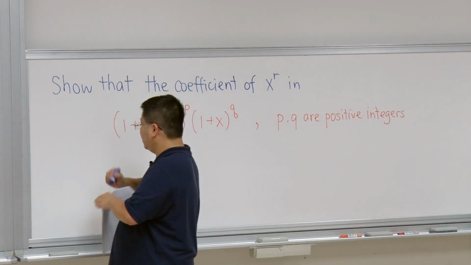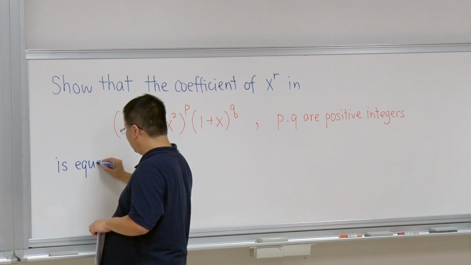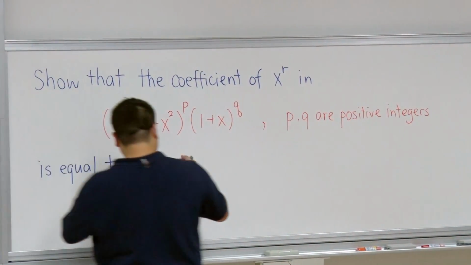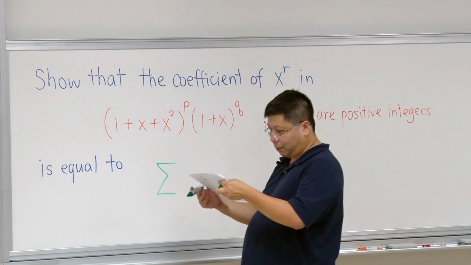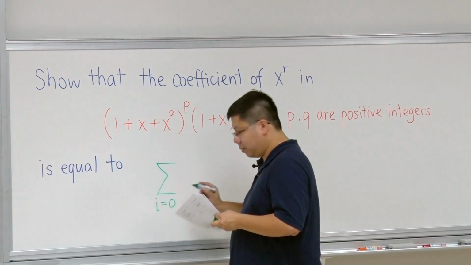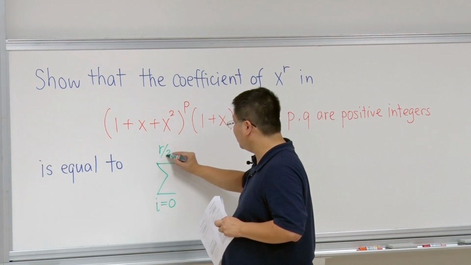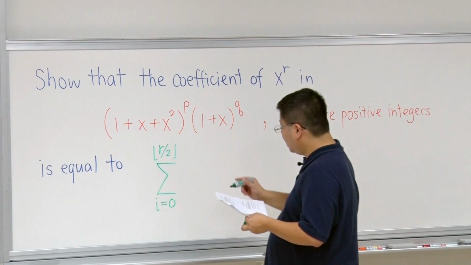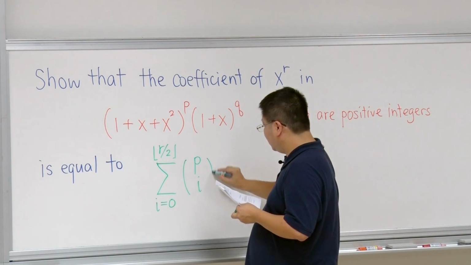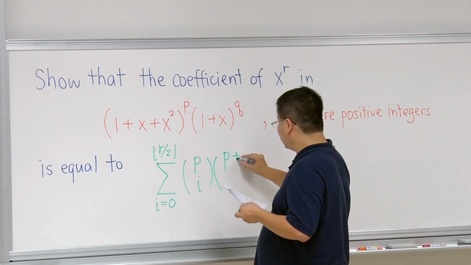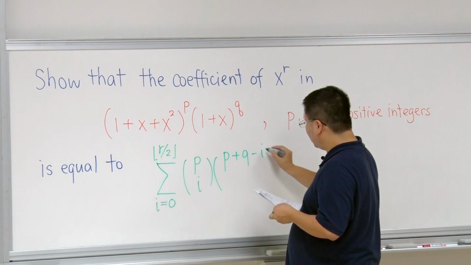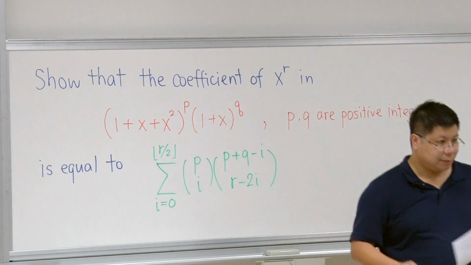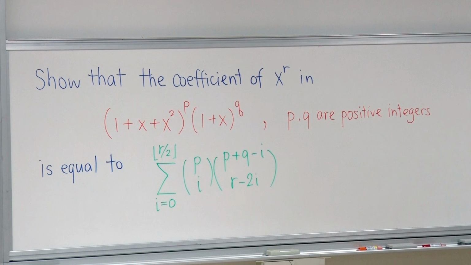Is equal to the summation of i equal to 0 up to r over 2, we take the floor, p choose i multiplied with p plus q minus i choose r minus 2i. So we want to show something like this.